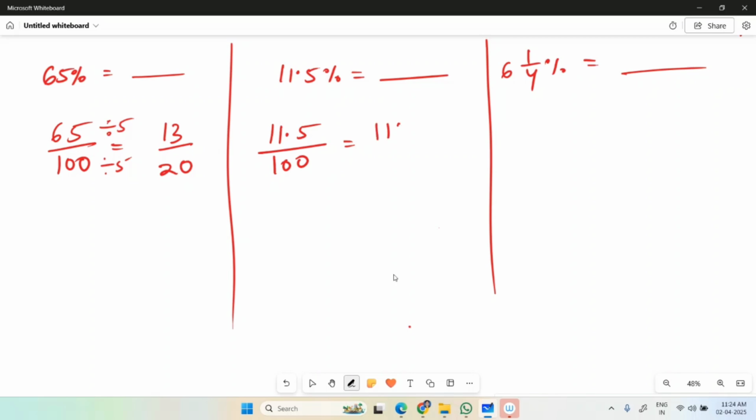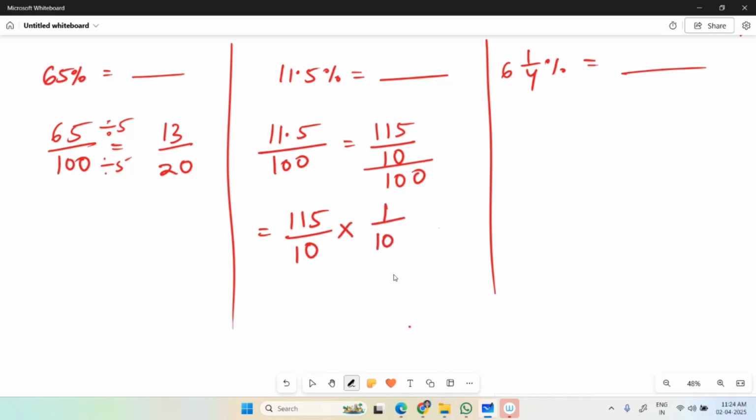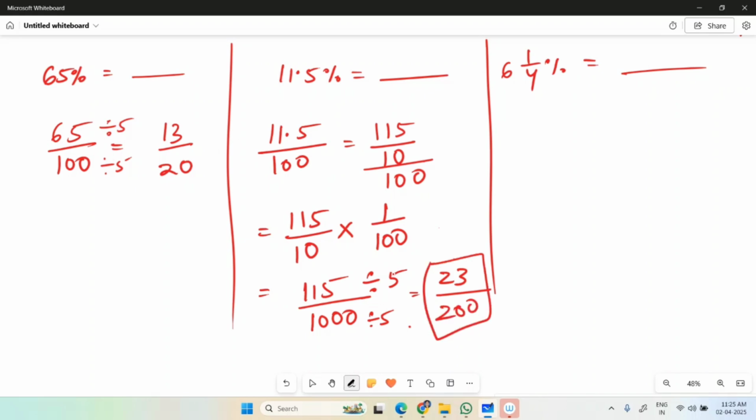So 11.5 can be written as 115 out of 10, divided by 100. So we will write it as 115 out of 10 multiplied by 1 out of 100. This 100 we are reciprocating. 115 times 1 is 115, and 10 times 100 is 1000. Again, 115 by 1000 can be converted into lowest form. 115 by 5 is 23, 1000 by 5 is 200. So 11.5 percent can be written as the fraction 23 out of 200.